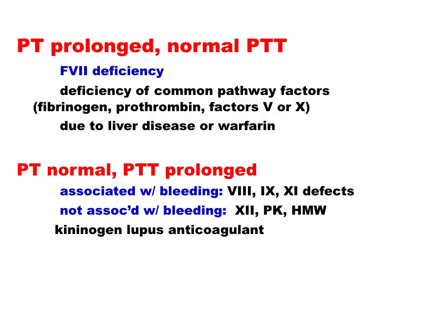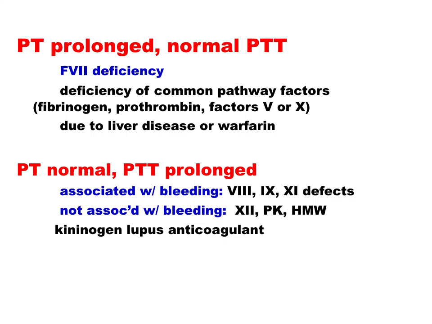So, how do we interpret? If PT is prolonged and PTT is normal, most probably the problem is in the extrinsic pathway. So there might be some factor 7 deficiency. There are certain cases, although rare compared to the extrinsic pathway problem, of deficiency of common pathway factors as listed here, or it can be due to liver disease or warfarin intake or medication for patients.